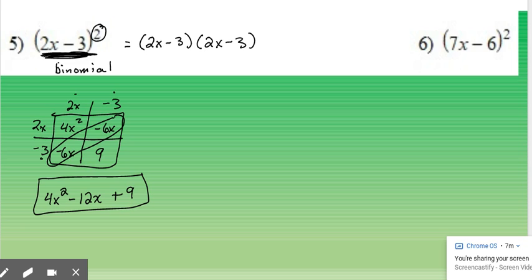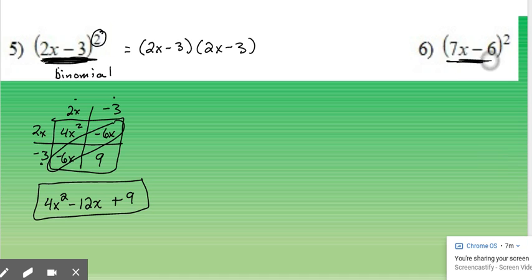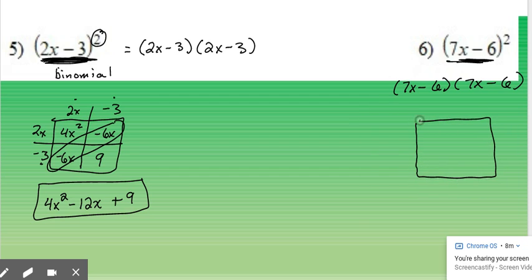Again, number 6. This is a binomial inside my parentheses. So it's not the power property. I actually need to do a 2x2 box. Remember, this means it's 7x minus 6 times 7x minus 6. Now, as long as you remember to make your 2x2 box, you don't have to write that out. But I need to make sure I'm making my 2x2 box.